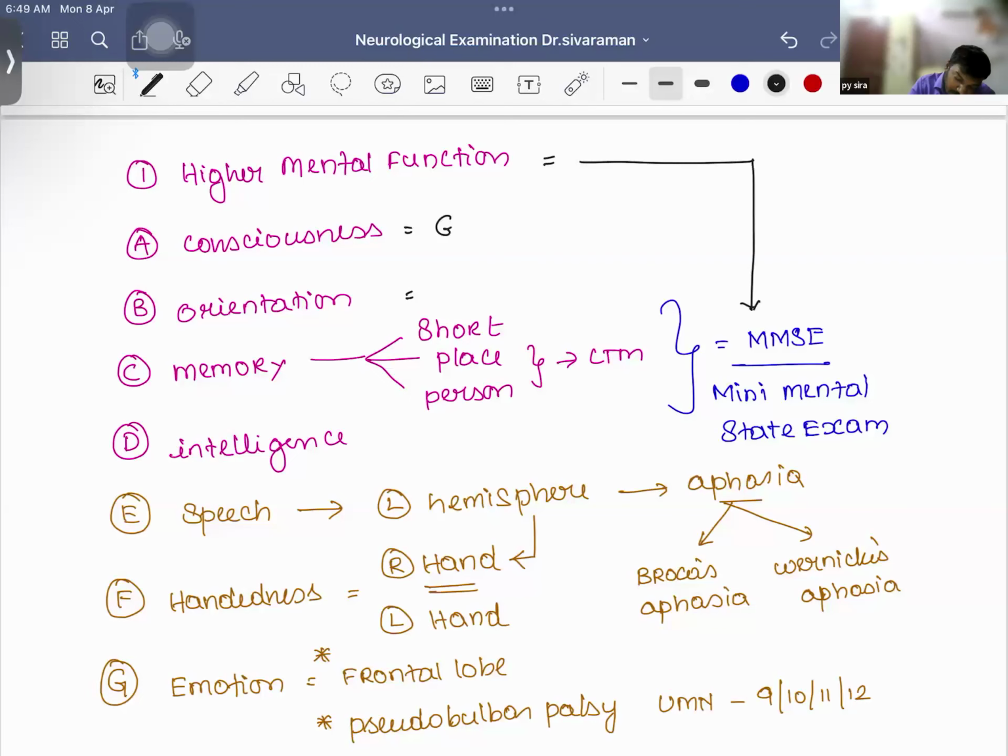For this, we are going to use the GCS scale, which I have discussed already in the first class in general examination. Then orientation. This orientation I have already discussed. So time, place, person is very, very important. Then memory. Memory is going to be divided into short-term memory and long-term memory. Short-term memory with regard to place, person, and time you can ask.